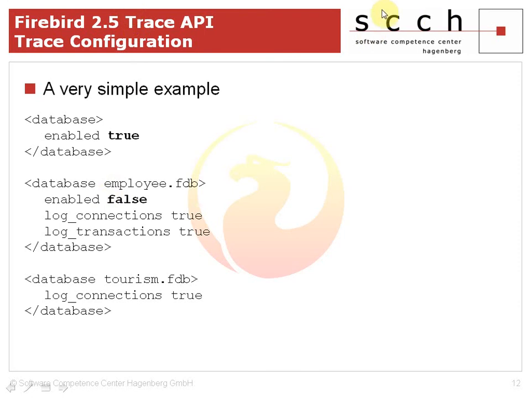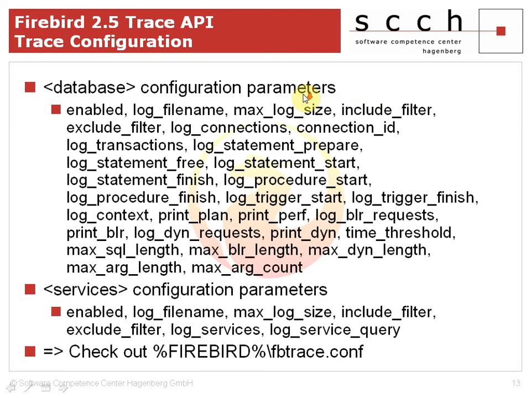So there is a bunch of configuration parameters available. I don't want to go through all of them. If you have a look in the fbtrace.conf file, which is included in the Firebird distribution, you will see a comment on each of the configuration parameters. So you hopefully can easily figure out what each configuration parameter is doing.